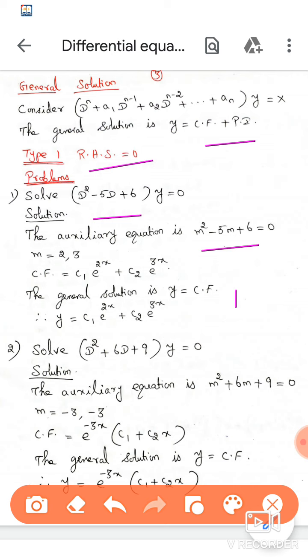So, the roots of this equation are 2 and 3. Here, the roots are real and different. So, the complementary function is c1 e power 2x plus c2 e power 3x. Since the right hand side is 0, there is no particular integral. The general solution is y is equal to complementary function. Therefore, y is equal to c1 e power 2x plus c2 e power 3x.